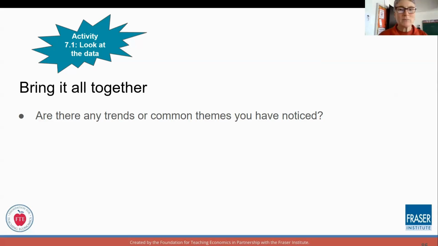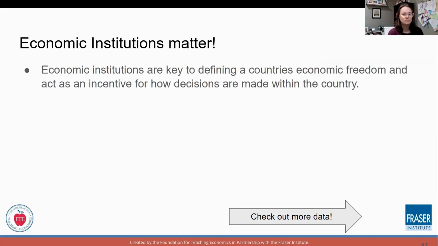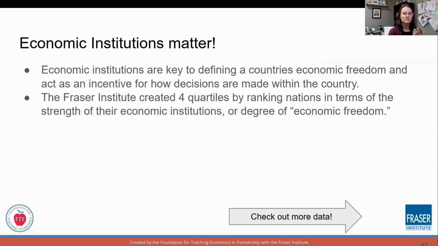More freedom, the more economic growth and opportunities. And that's generally what we see, as a whole, and that's kind of the common thing. And the idea is that economic institutions matter. So economic freedom is really important because it changes the decisions, and it changes the incentives that they face.